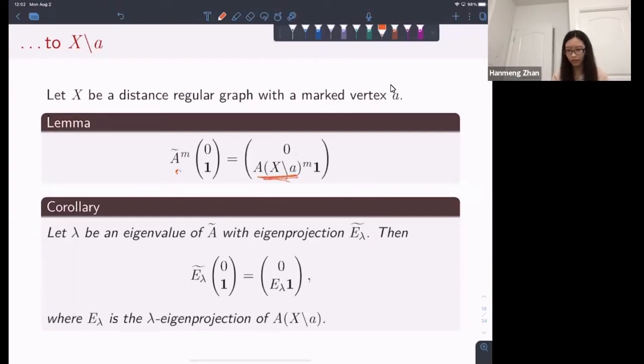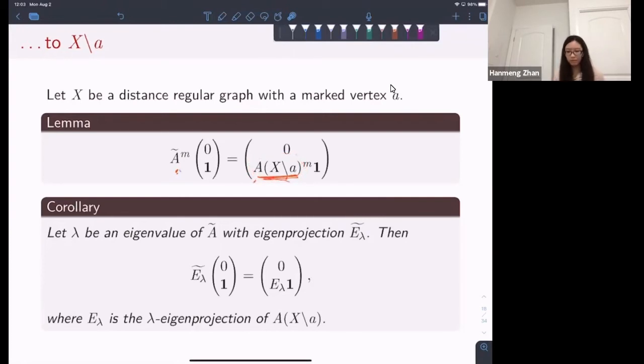So this is the vertex-deleted graph. You remove a vertex from the original graph and you take the usual 0, 1 symmetric adjacency matrix. Okay, so what that means is for any polynomial in A tilde, after this transformation, it translates into the same polynomial in the adjacency matrix of the vertex-deleted subgraph.